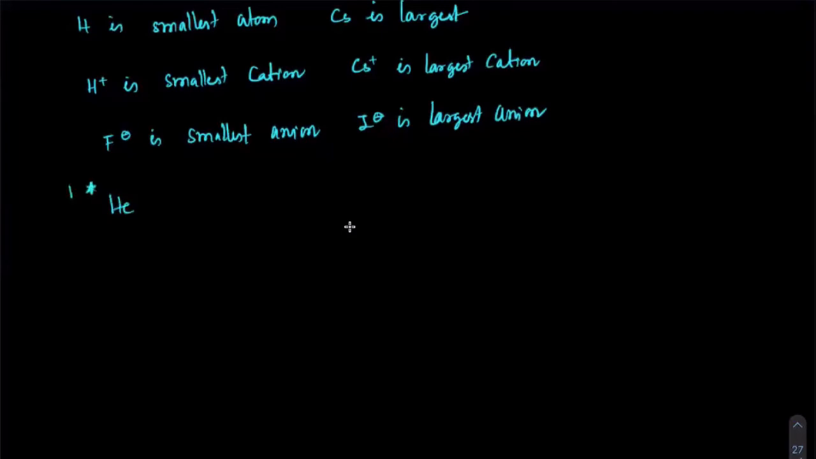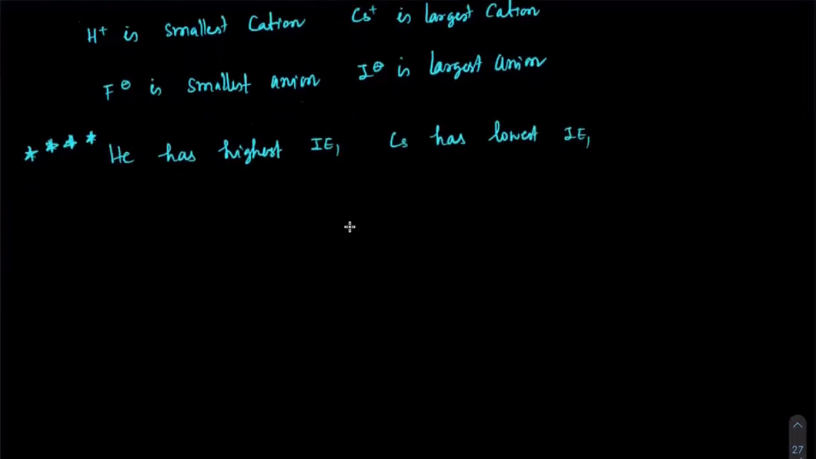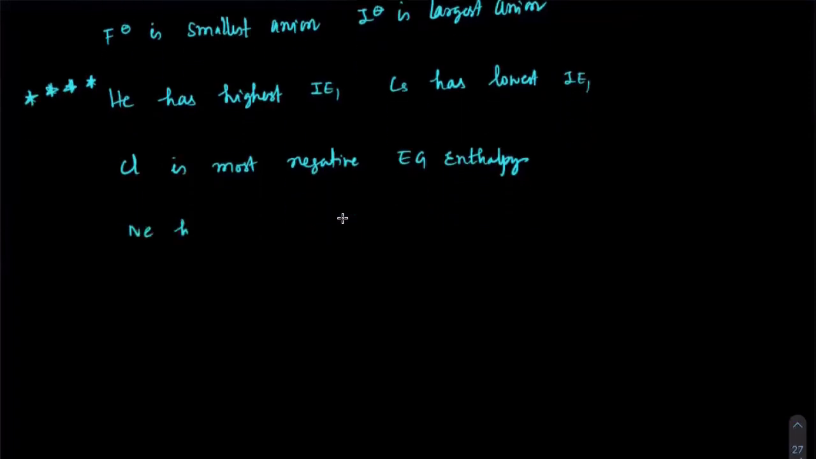This is a very important point asked in JEE. A lot of students commit mistakes. Helium has the highest first ionization enthalpy, while Cs has the lowest first ionization enthalpy. Chlorine has the most negative electron gain enthalpy. Next point, neon has the most positive electron gain enthalpy.